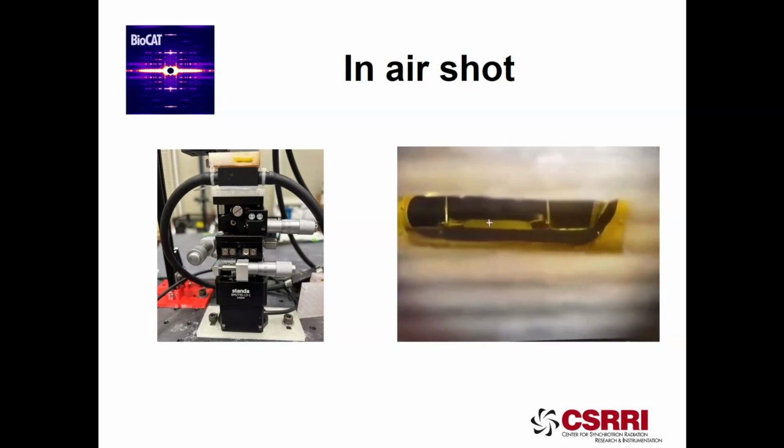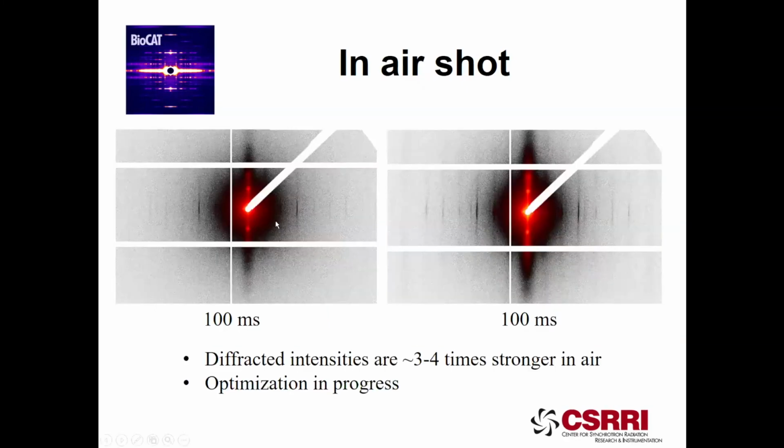So this is the comparison in solution and in air. The difference is pretty obvious, as you can see. As a basic estimate, we say the diffracted intensity is about 3 or 4 times stronger in air. There is some optimization we need to do. For example, we want to know how long we can keep the muscle in the air, or whether we can have a steam stream to keep the muscle moisturized, or how to better control the temperature once we take the muscle out of the solution.